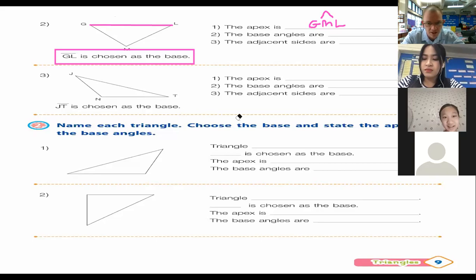The base angles, I'll change them to the color red. So these are our two base angles, and the one we just did was the apex. So what are the names of the base angles?